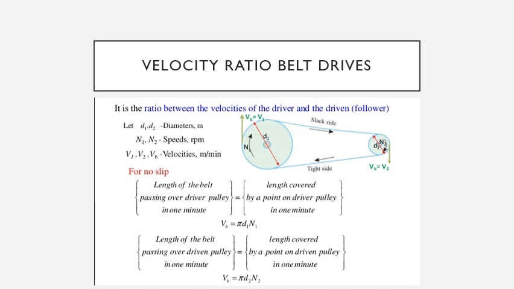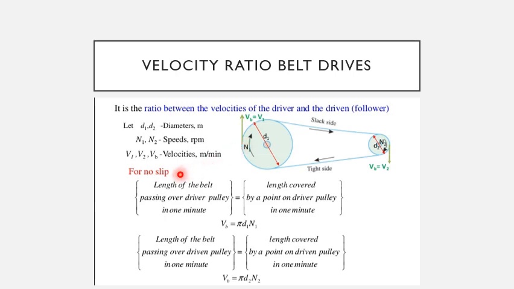This slide will help you in calculating the velocity ratio of the belt drives. So D1 is the diameter of the driver pulley or the driven pulley, and D2 is the diameter of the smaller pulley. D1 is the diameter of the larger pulley, and N1 and N2 are the speeds in RPM. N1 is the speed of the larger pulley, which is in revolutions per minute, and N2 is the speed of the smaller pulley. V1 is the velocity of the belt.